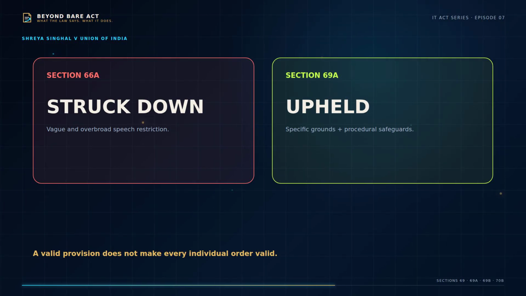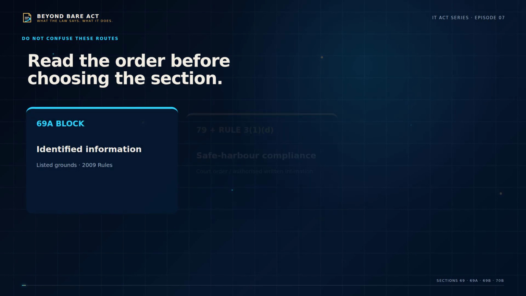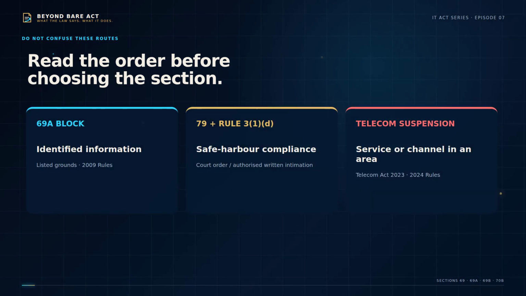This does not mean every blocking order is automatically valid. It means the provision survived a challenge to the law itself. A particular order may still be challenged for want of authority, use of an unlisted ground, inadequate reasons, procedural failure, arbitrariness, or disproportionality. Before leaving blocking, separate 3 legal routes.